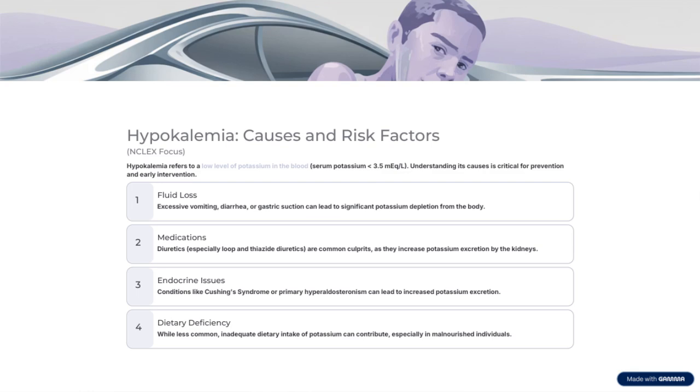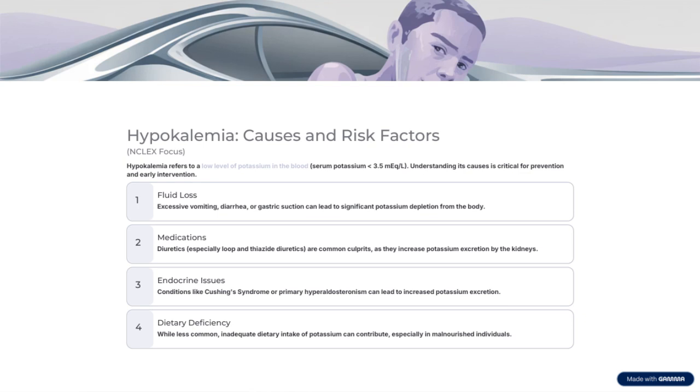Next, conditions like Cushing's syndrome or primary hyperaldosteronism can lead to increased potassium excretion. These endocrine issues cause the body to lose more potassium than normal, which can result in low serum levels if not managed properly. Medications also play a significant role. Diuretics, particularly loop and thiazide diuretics, are common culprits. They increase potassium excretion through the kidneys, so patients on these drugs need monitoring to prevent hypokalemia.